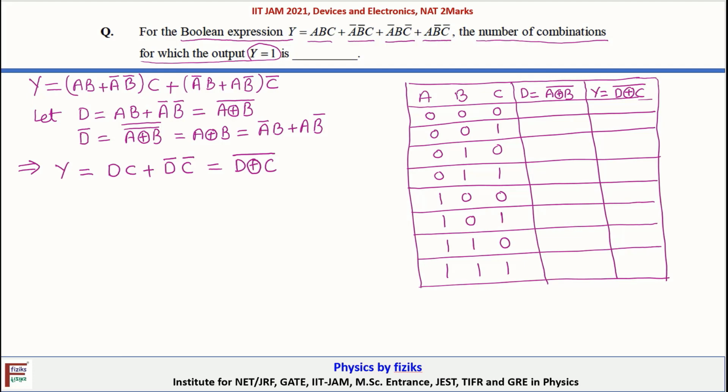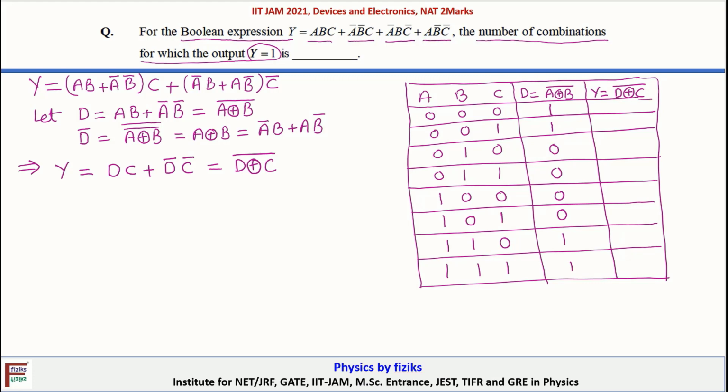Now we will see A XNOR B. XNOR is an equality comparator. So if A and B are 0, 0, this is 1. Then for the combination 0, 1, it is 0, again 0, 1 gives 0. Then for 1, 0, it is 0, and this is again 0. Then 1, 1 are equal, so that will be 1, 1.